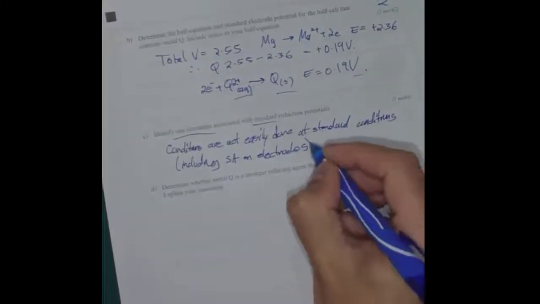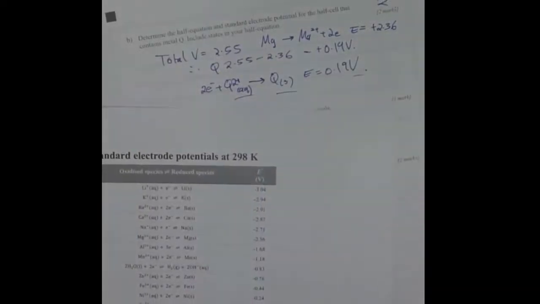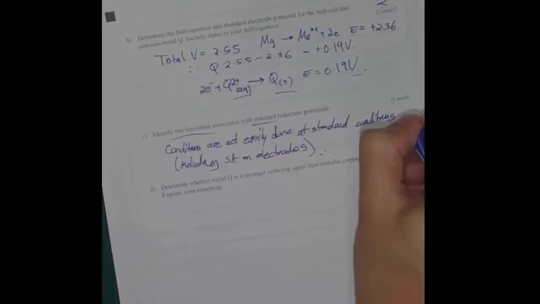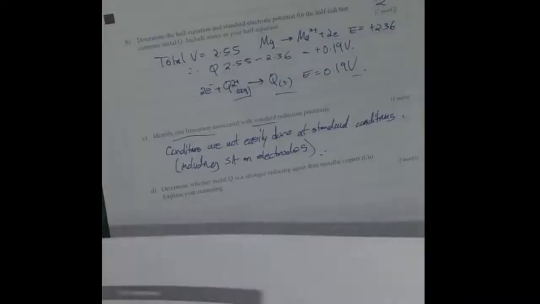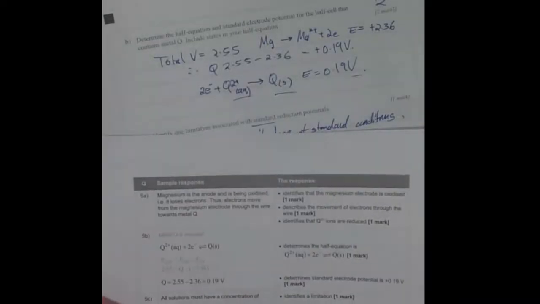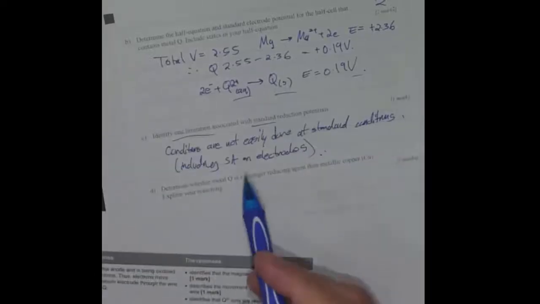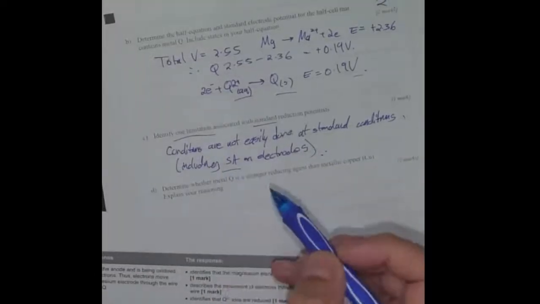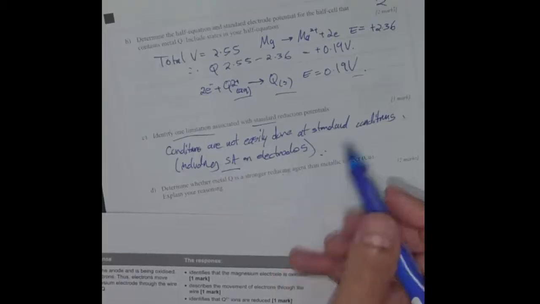If I just have a quick look at the data booklet and reduction potential table, if I can find it, 298 Kelvin, so that's not too bad. I'm not quite sure where they want me to go with that. So again, it's a little bit of an annoying sort of thing to ask when there's vagueness. All solutions must have a concentration of 1 mole, identifies a limitation. I identified the surface area is not correct. And why did they just pick on concentration and not all the rest?